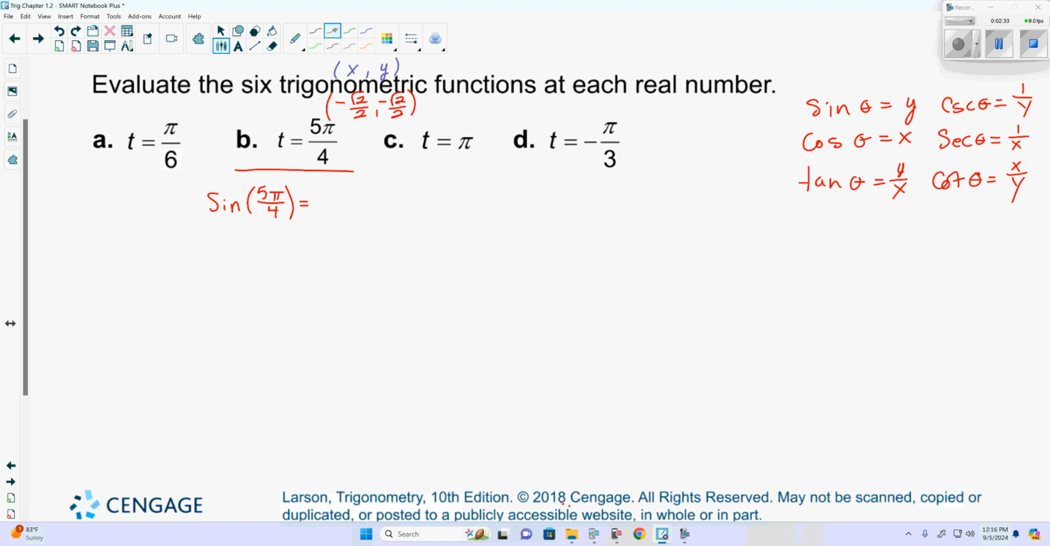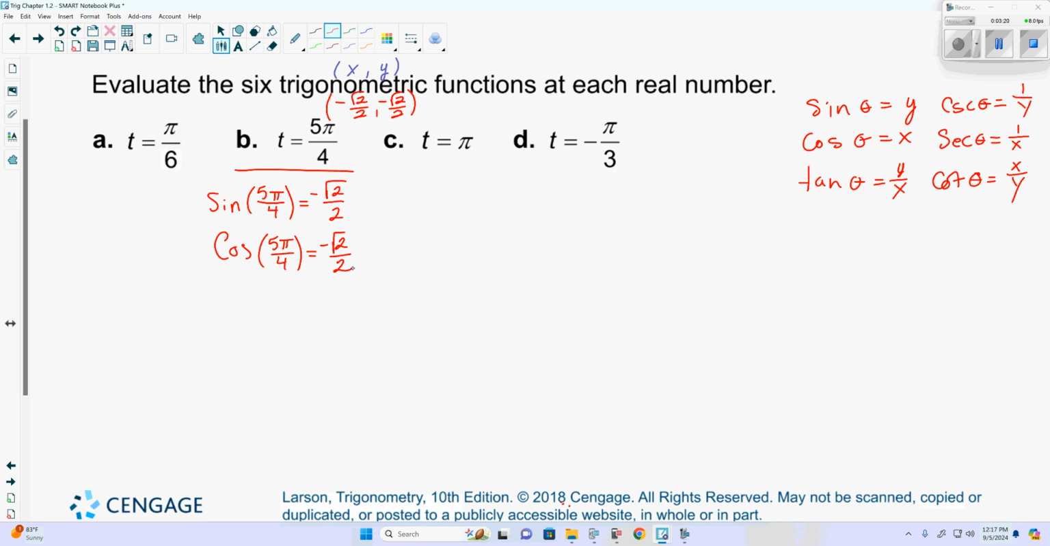So let's see what it says for sine. Well, sine of a given angle is equal to y, the corresponding y. In this case, it is negative square root 2 over 2. That's it. Questions on this here? Let's look at cosine. Cosine of 5 pi over 4 is equal to the corresponding x. Here it is. Also negative square root 2 over 2. So we're really just looking at that ordered pair. Questions on sine or cosine?